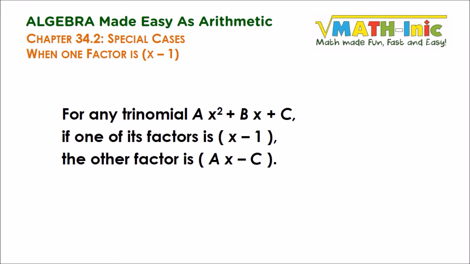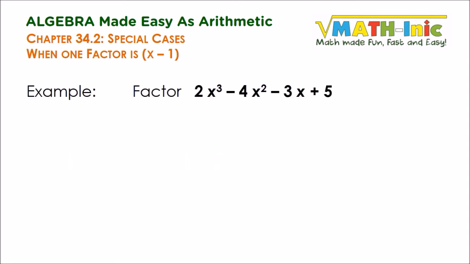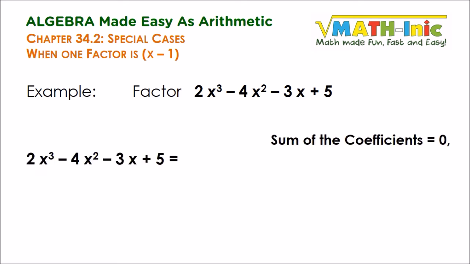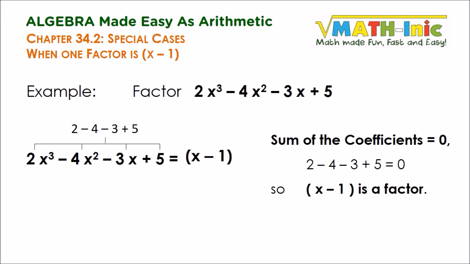For any trinomial ax squared plus bx plus c, if one of its factors is x minus 1, then the other factor is ax minus c. Now let's take a look at a longer polynomial. We have 2x cubed minus 4x squared minus 3x plus 5. Again, the sum of the coefficients is equal to 0. 2 minus 4 minus 3 plus 5 is 0. So, x minus 1 is a factor.